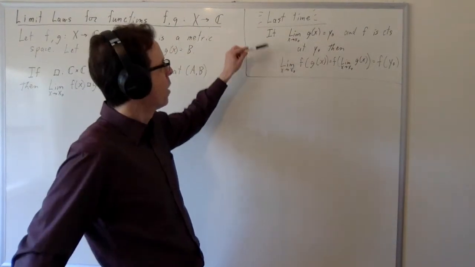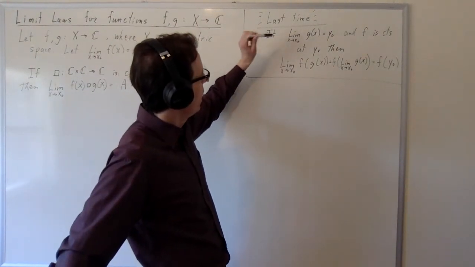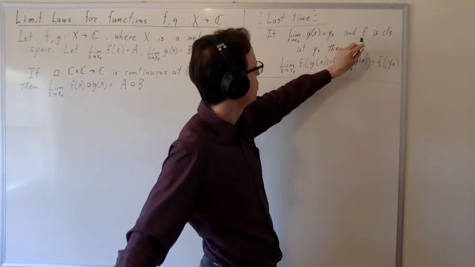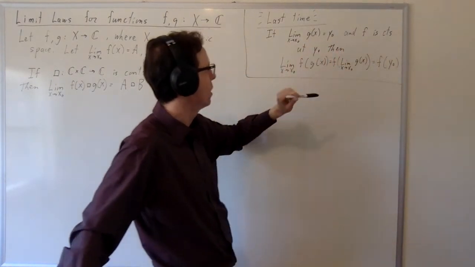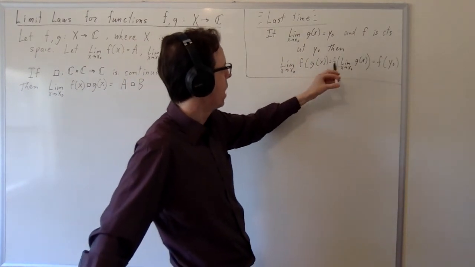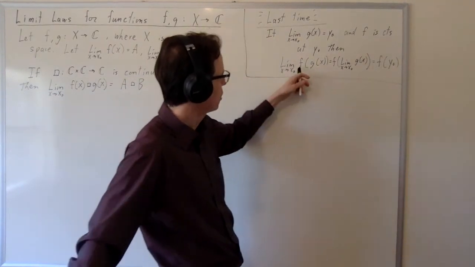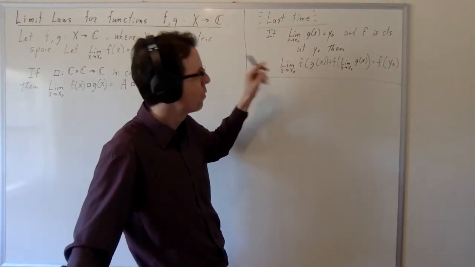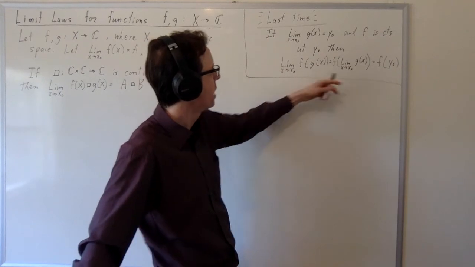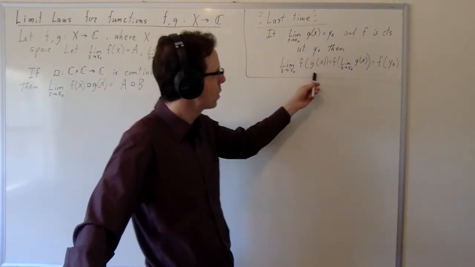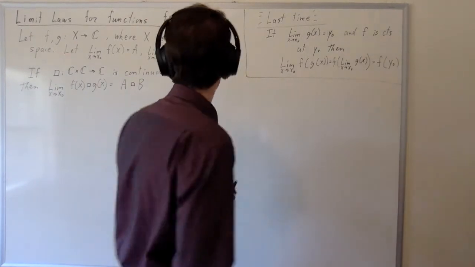Now, I don't usually recap from last time, but in the last video, we proved this, which is going to come in handy right now. We proved that if a function g of x has a limit of y naught, and an outer function f is continuous at that value, then the limit of f of g of x is f of the limit of g of x. This allows us to transport a continuous function f outside of a limit, provided that that function is continuous at the limiting value here, which is what we're calling y naught.